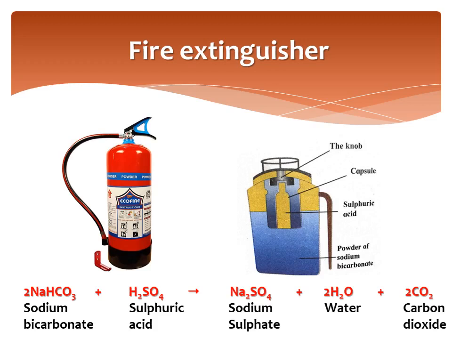In modern fire extinguishers, liquid and solid carbon dioxide is filled under pressure. On reducing the pressure, it becomes gaseous and comes out forcefully through the horn-like hose pipe. The chemical reaction which takes place is as follows. 2NaHCO3, that is sodium bicarbonate, plus H2SO4, sulfuric acid, react to give Na2SO4, that is sodium sulfate, plus 2H2O plus CO2 gas.